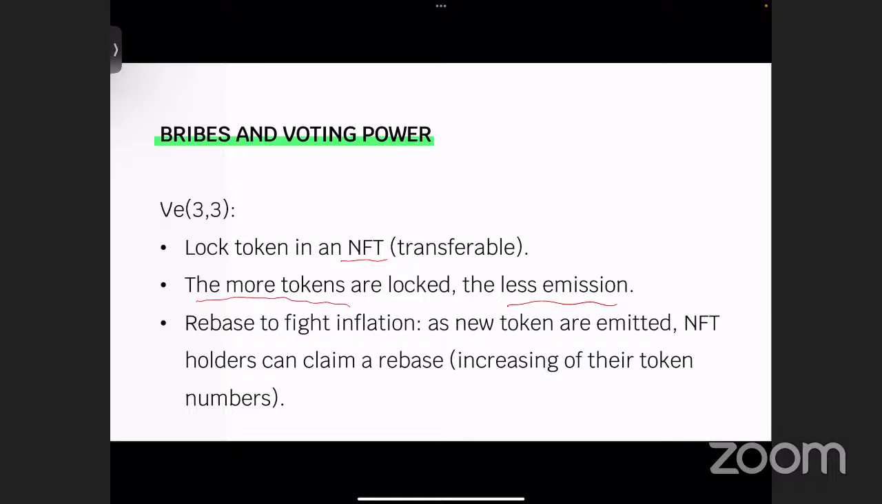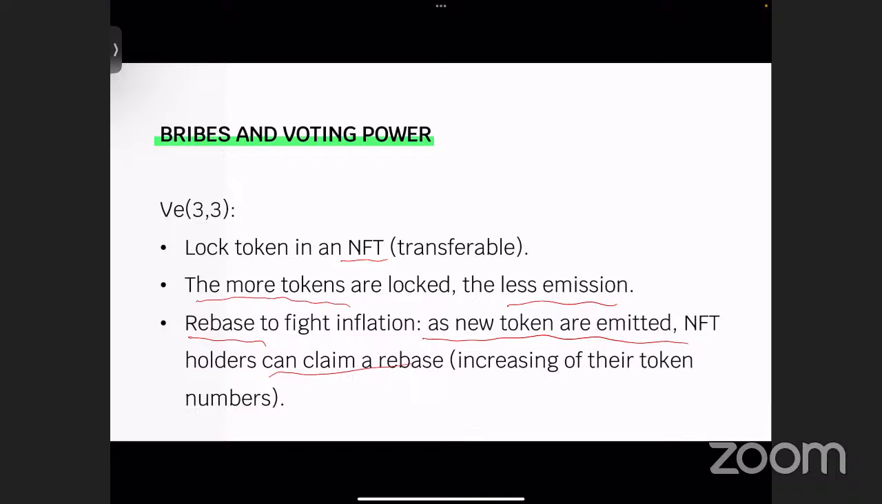Another way also to fight inflation and dilution is something called the rebase. Every time there are new tokens created, the NFT holders can claim a rebase every week. So how does it work? You have bought a certain amount of tokens, and every week you can claim a rebase to increase your number of tokens. By doing that, you fight the inflation a bit.